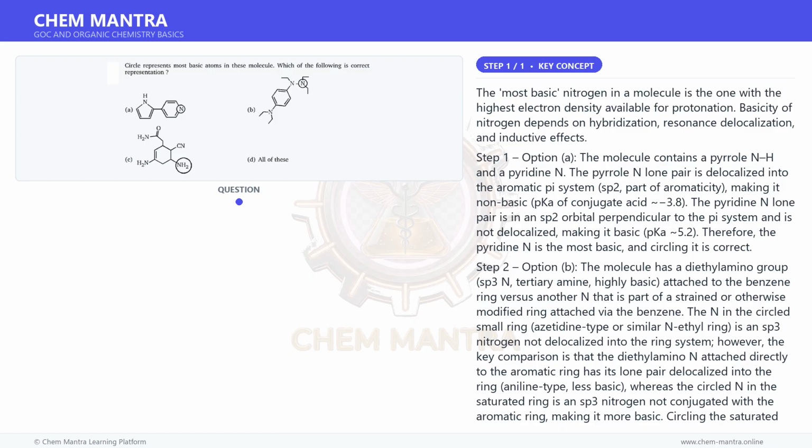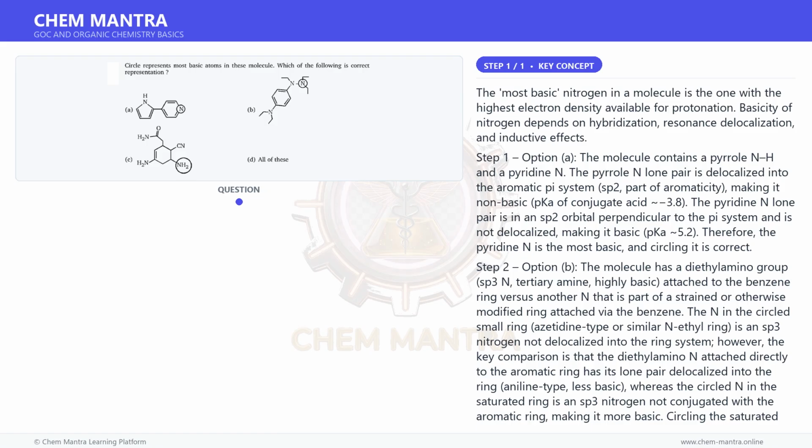Step 3. Option C. The molecule contains multiple nitrogen groups: an amide N, H2N-C=O, lone pair delocalized into the carbonyl, least basic; a nitrile, C≡N, sp N, lone pair in an sp orbital, very weakly basic; and two aliphatic NH2 groups. Among these, the aliphatic primary amine NH2 groups, sp3, not delocalized, are most basic. The circled NH2 is an aliphatic amine, which is indeed the most basic nitrogen in this molecule. Circling it is correct.